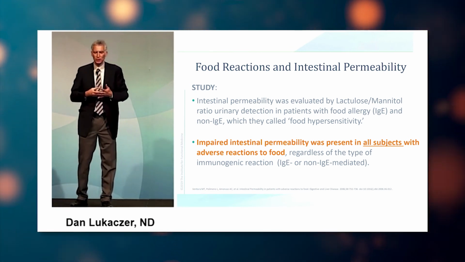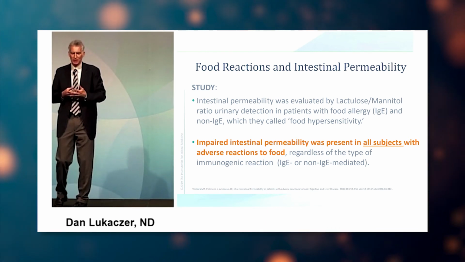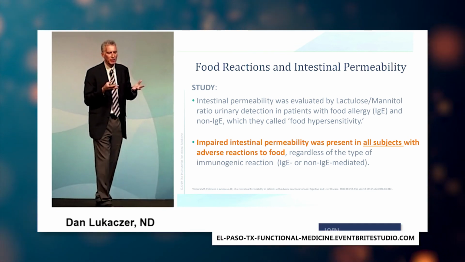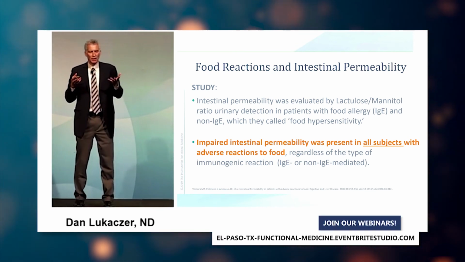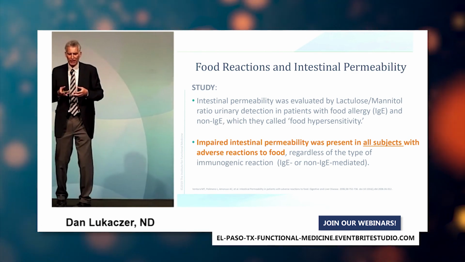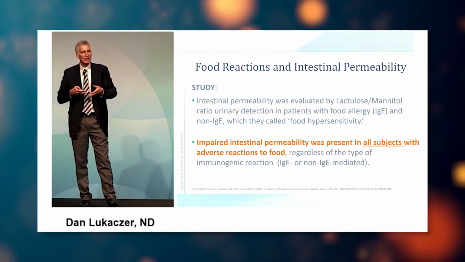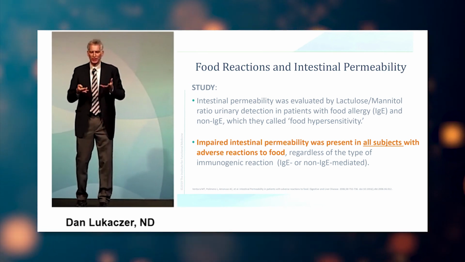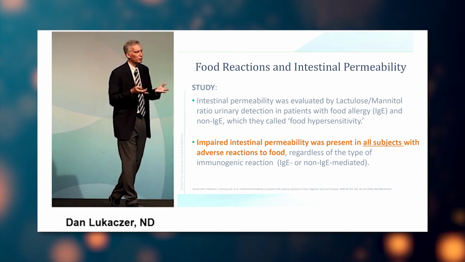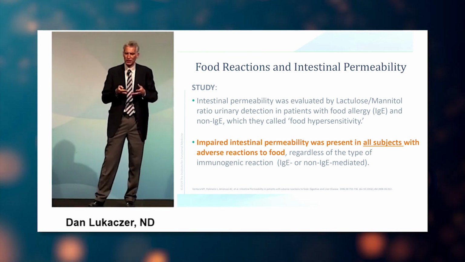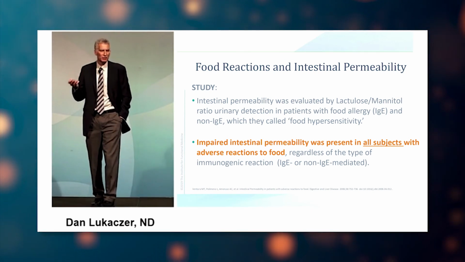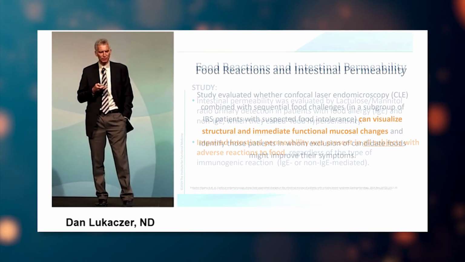This is early 2000s. This is a 2006 study that used what's called the lactulose mannitol urinary test, for the ratio of lactulose to mannitol. And they reported that intestinal permeability, as measured with this lactulose mannitol ratio, was present in all subjects with adverse food reactions, not just food allergies, which supports the idea that other things are going on with food reactions unrelated to conventional reactions to food.